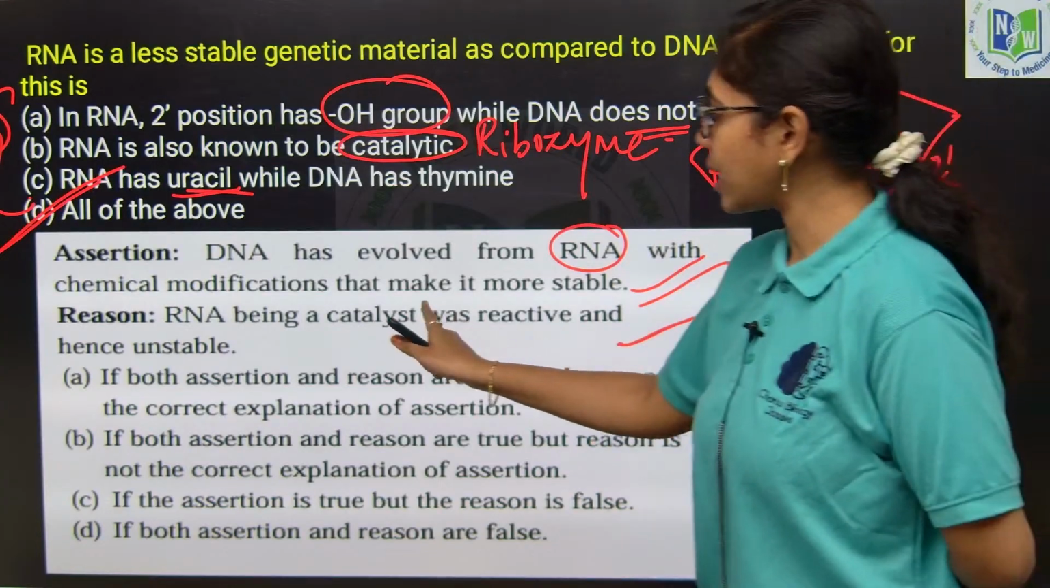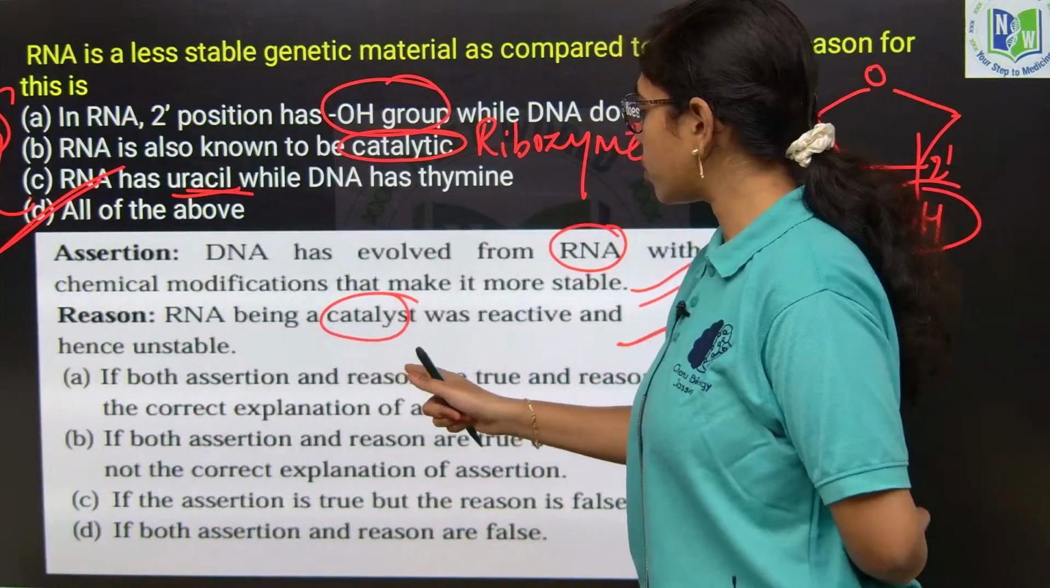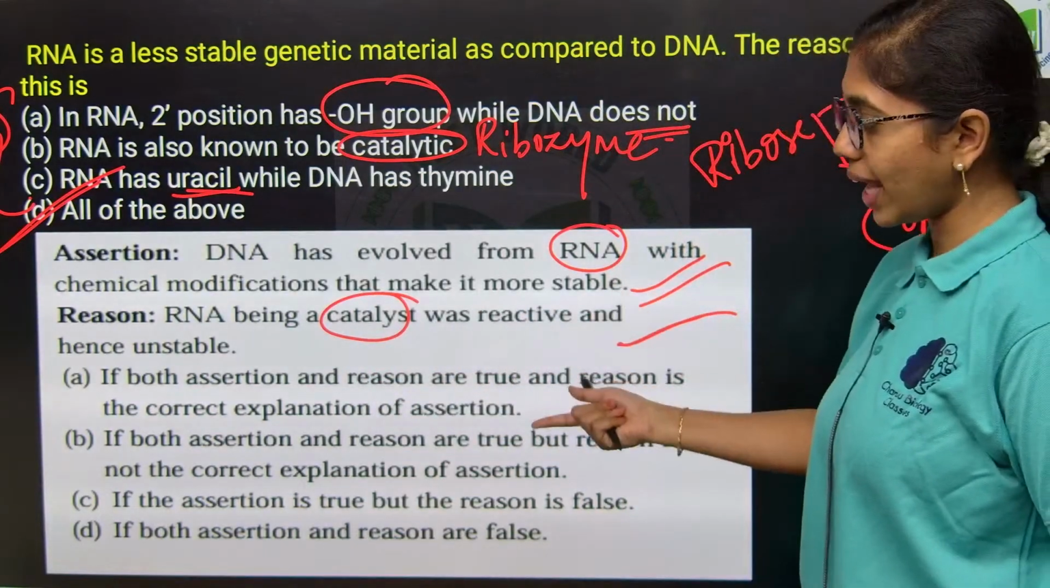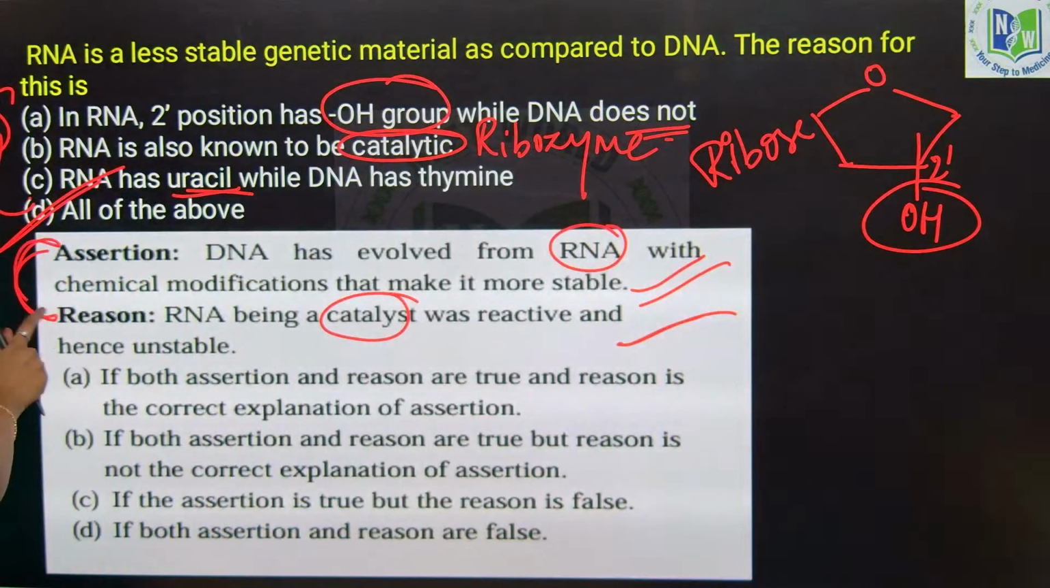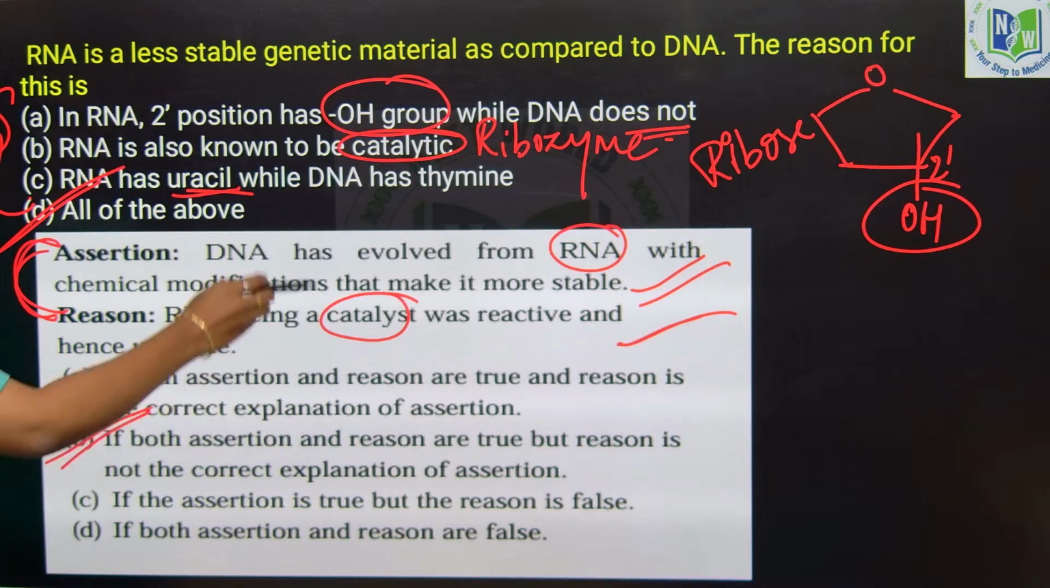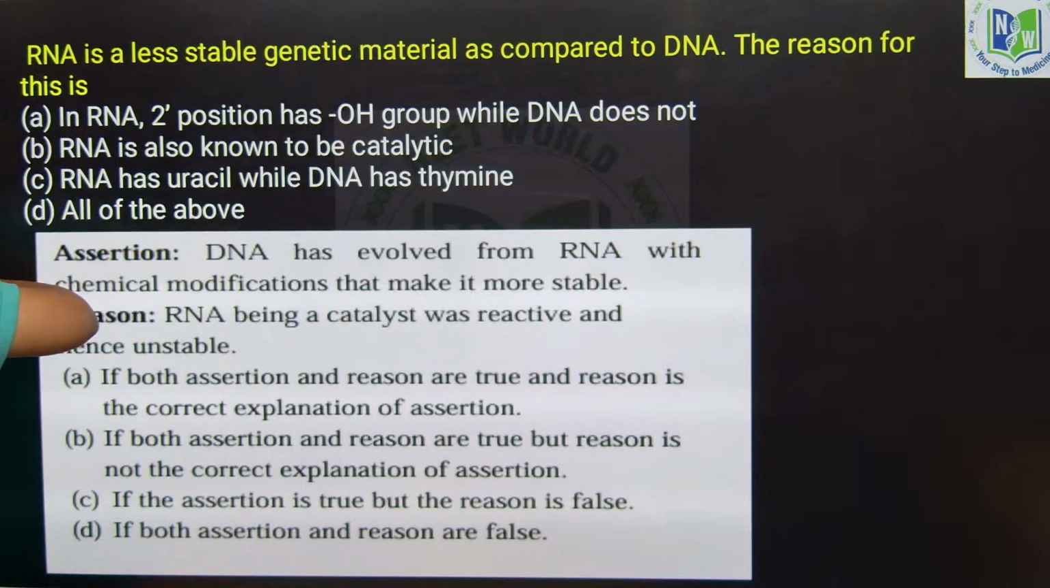RNA is catalytic, example is ribozyme. It is reactive and thus it is unstable. But nowhere are these two points correlated, right? But both are true. In that case, what option do we have to choose? Both assertion and reason are true, but reason is not the correct explanation of assertion. Option B will be the right answer. Next question.